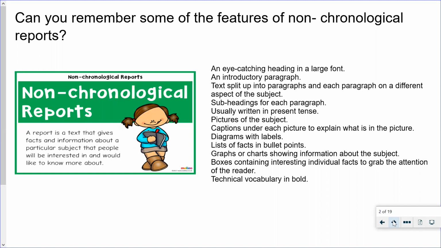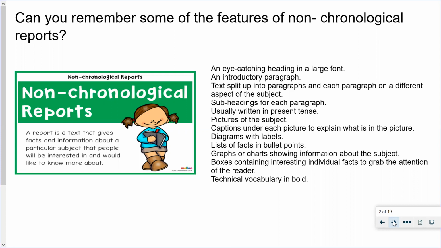Now, can you remember some of the features of a non-chronological report? You're right, they might have a heading in a large font, they might have an introductory paragraph. The text is split up into paragraphs, and each paragraph says a different aspect of the subject. They have subheadings for each paragraph. They're usually written in present tense. They have real true pictures of the subject. They have captions under each picture to explain what is in the picture.